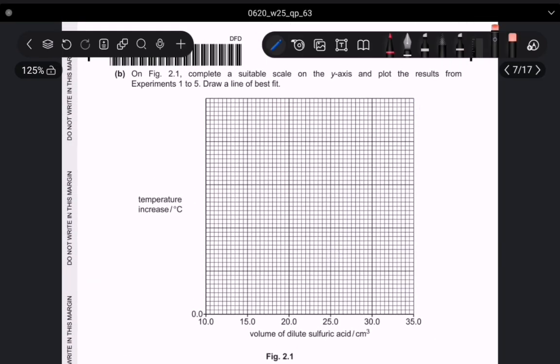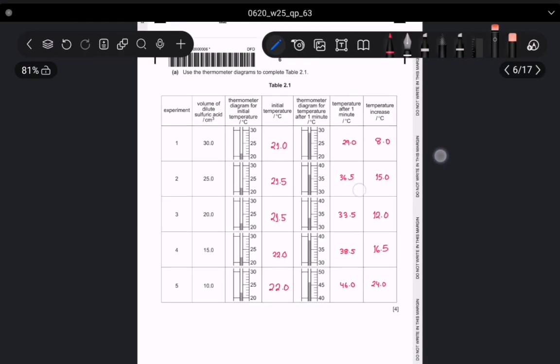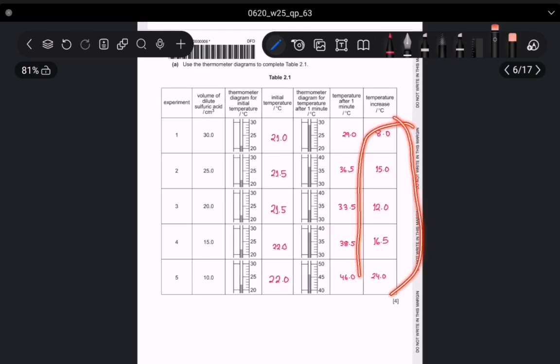Now, figure 2.1, complete a suitable scale on the y-axis and plot the results from experiment 1 to 5 and draw a line of best fit. Now draw a line of best fit, and that's what we've been given. We have volume of dilute sulfuric acid on the x-axis. On the y-axis, we have the temperature increase. Now, you need to find a suitable scale for this. So we have 8 to 24.